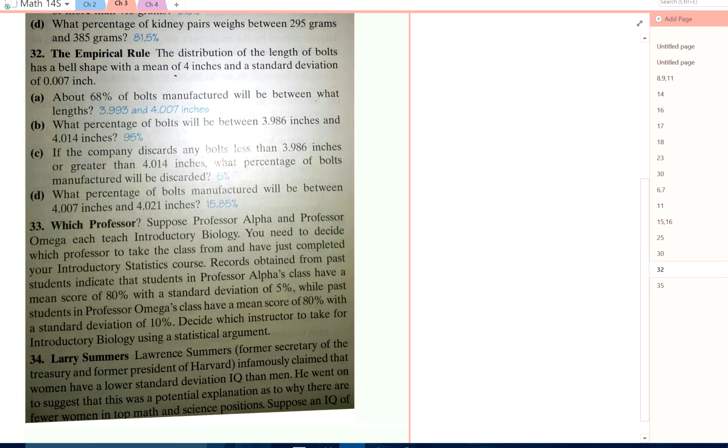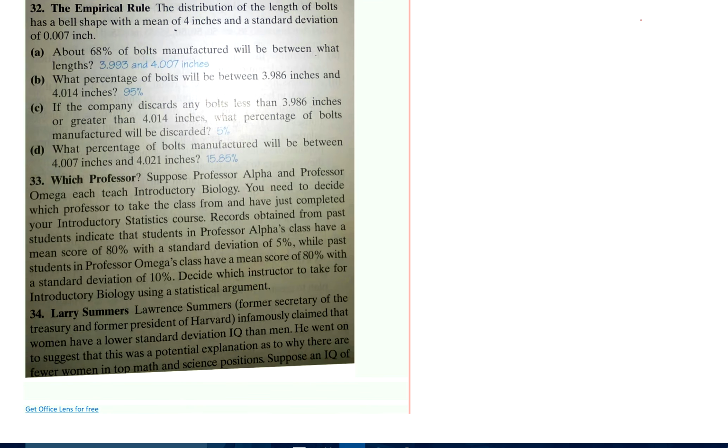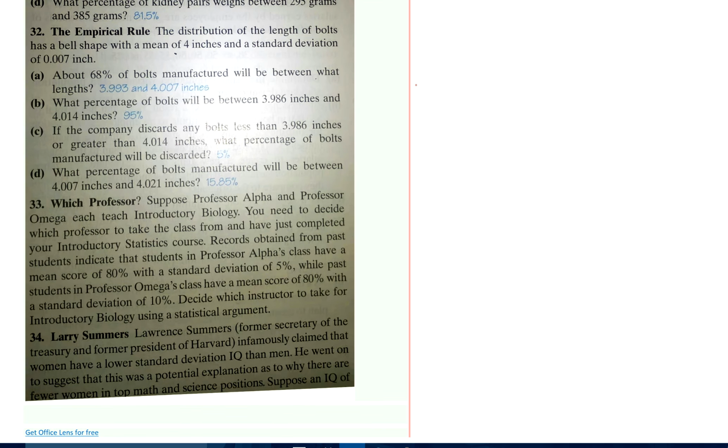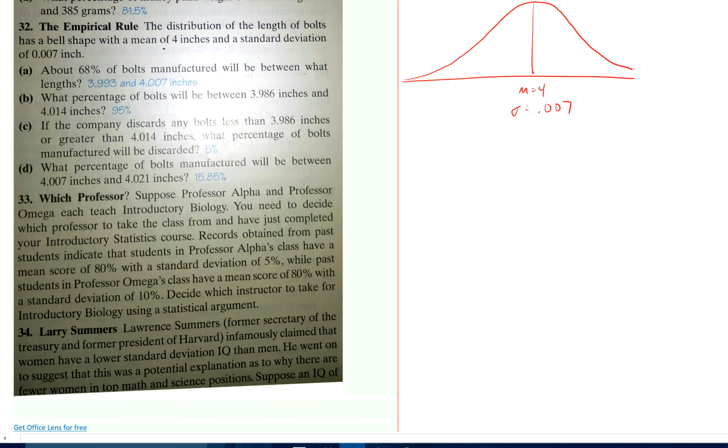All right, let's look at the next one, 32. Empirical rule again. The length of bolts has a bell-shaped curve with a mean of 4. So I'm going to draw the bell-shaped curve. Mu equals 4, and the standard deviation equals 0.007. And I'm going to put 68, 95, 99.7 up here.